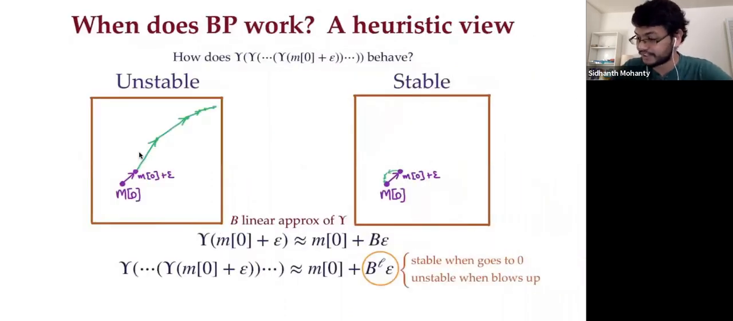So really the point is, whenever this B^L times epsilon vector goes to 0, we expect that to be the stable case. And we also expect that this B^L times epsilon vector becomes much larger than the magnitude of epsilon when you're in the unstable case, as you make L very large.